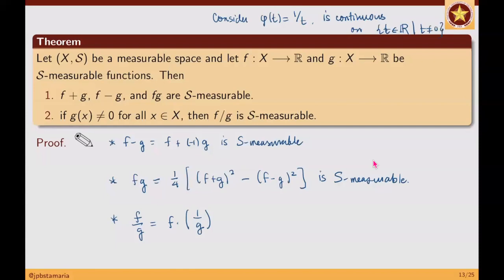Okay? The graph of this, if you can remember, the only point where it is discontinuous is at 0. So 1 over t is continuous everywhere as long as t is not 0. And g of x never becomes 0. So if I take the composition of v with g, since v is continuous and g is measurable, 1 over g will maintain its measurability. So the product of two measurable functions, as the bullet number 2 says, is measurable.